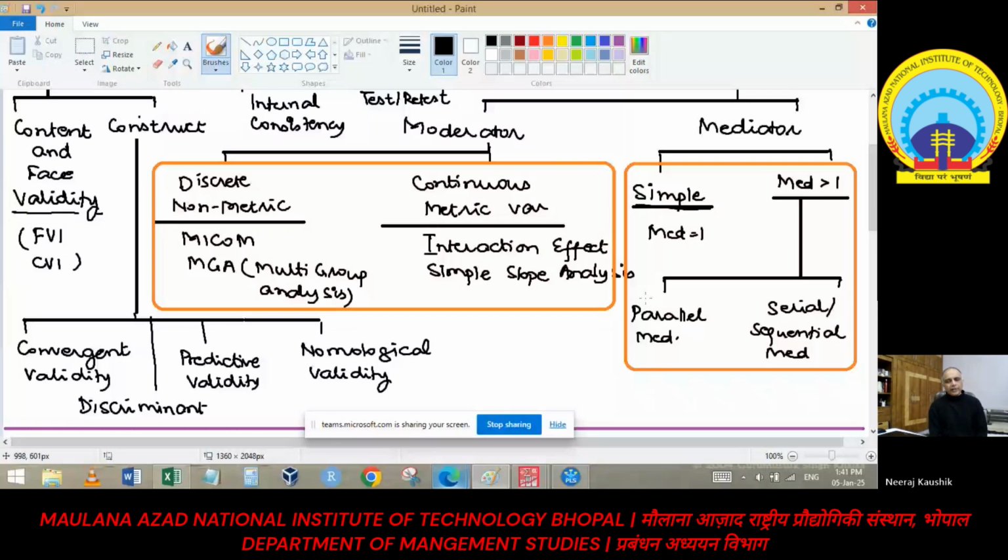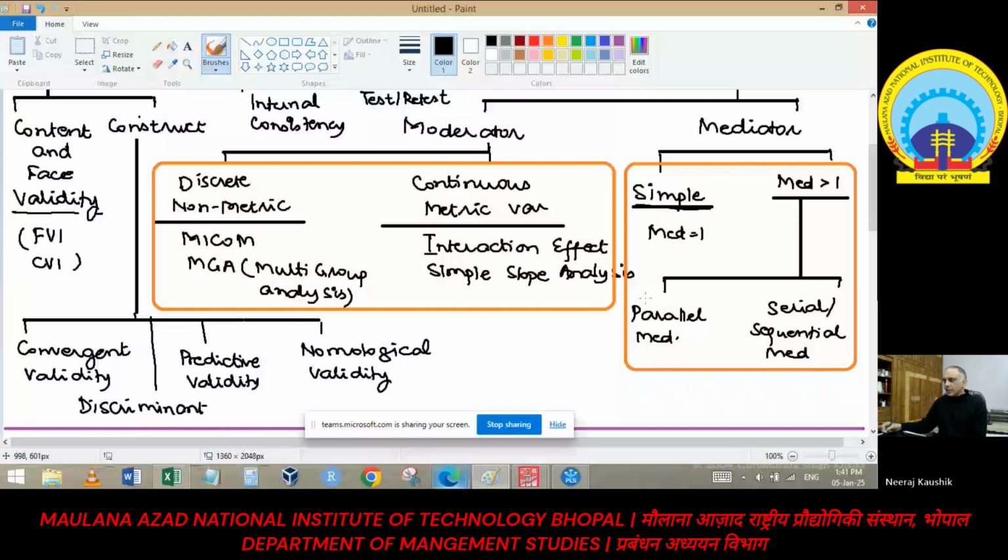On day 5 and day 6, Professor Dhaval Mehta will discuss almost all of these concepts using the software AMOS. AMOS is a different software by the IBM company. So the concepts will be the same. It will be multi-group analysis, interaction effect, simple slope analysis, parallel, serial mediation, etc.